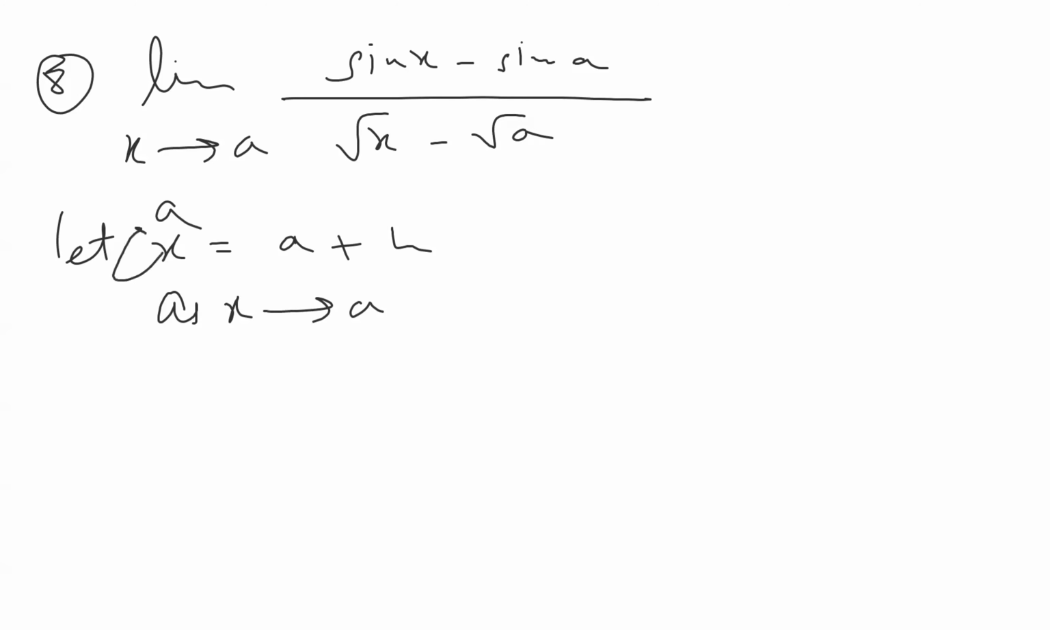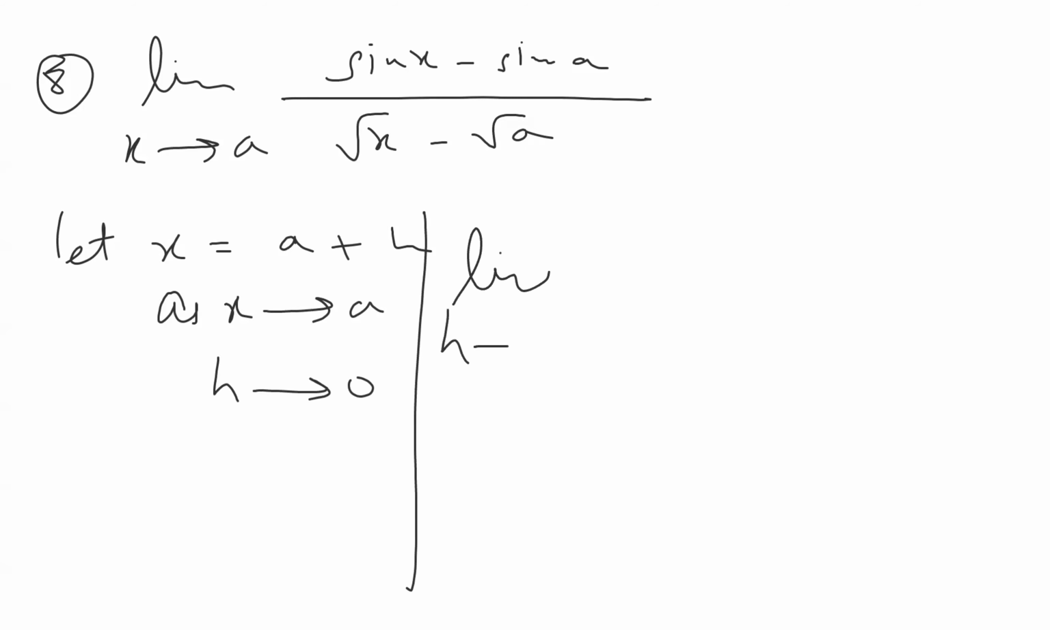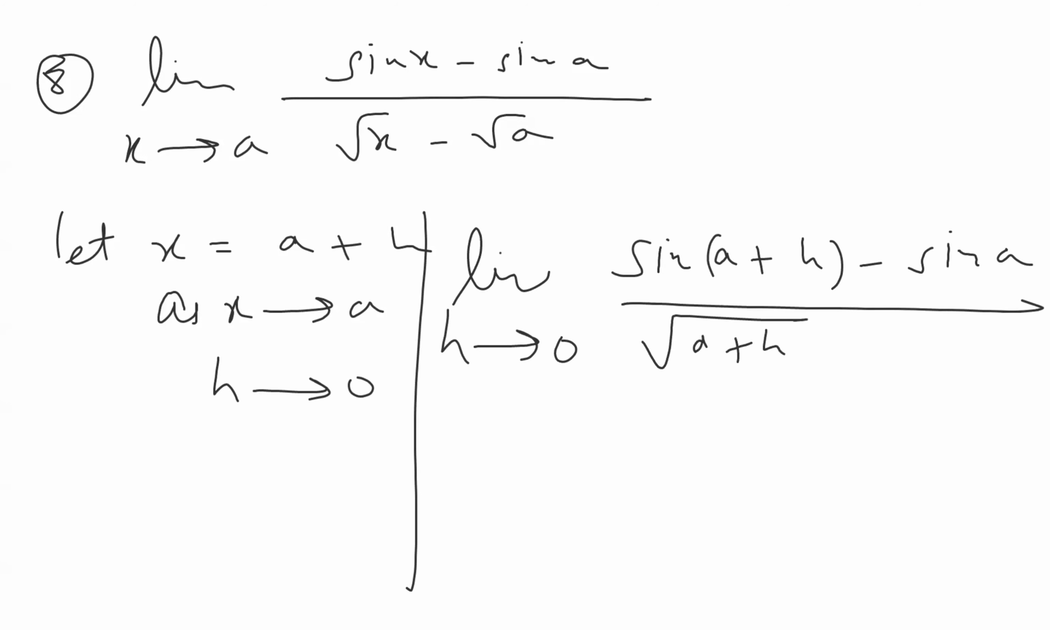So a and a will get cancelled, h will approach 0. Fine. Changing limits concept we have applied over here. So limit h approaches 0, sine of a plus h minus sine a upon root a plus h minus root a. Now these things are quite complicated over here. In the denominator, I'm going to take conjugate, root of a plus h plus root a, multiply and divide with the conjugate.